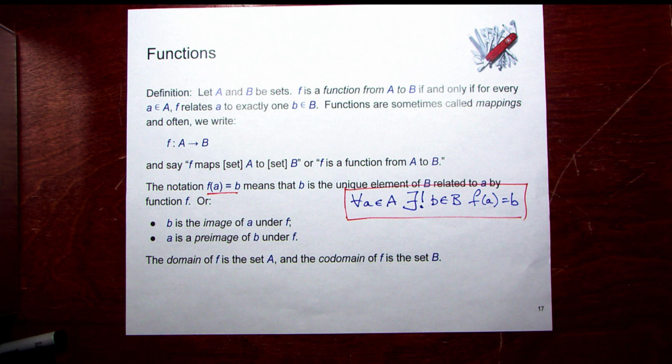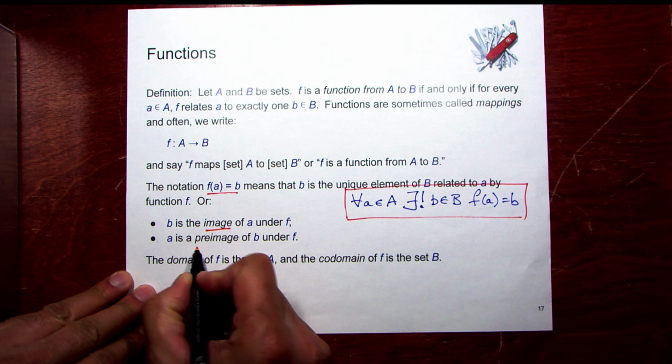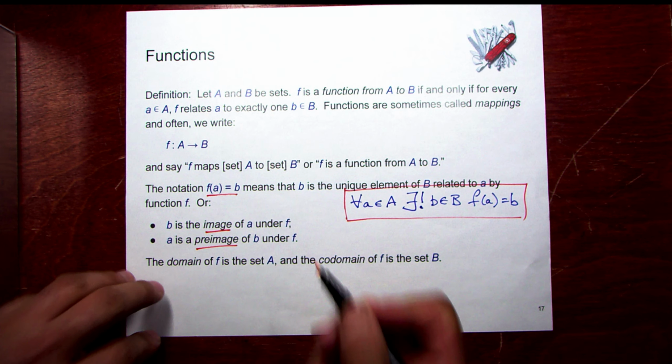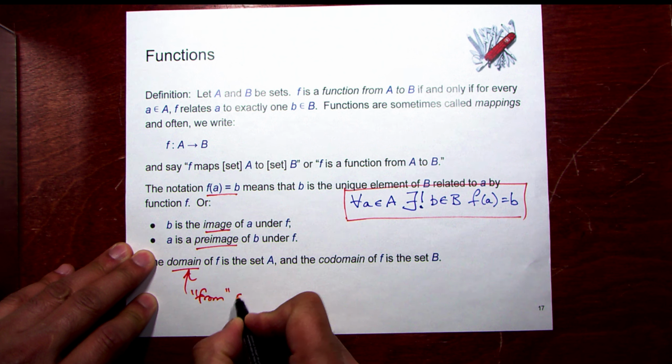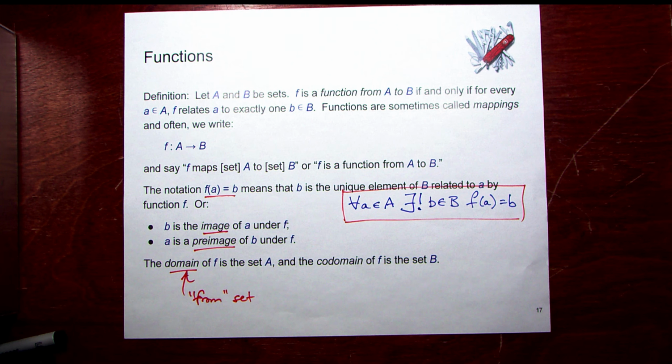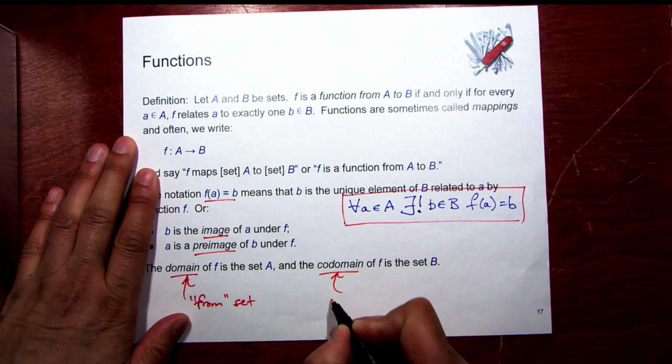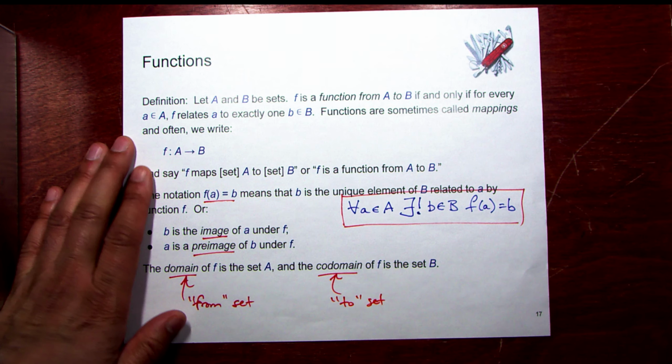There are a couple other things you need to know. b is known as the image. a is the pre-image. And we have the domain is the set A. This is the from set, so all elements come from there. The codomain is the to set, so everything is mapped to an element in B. Okay, example time.